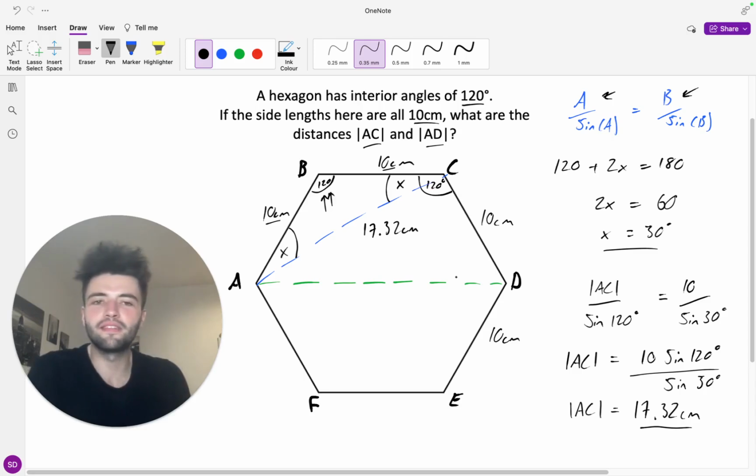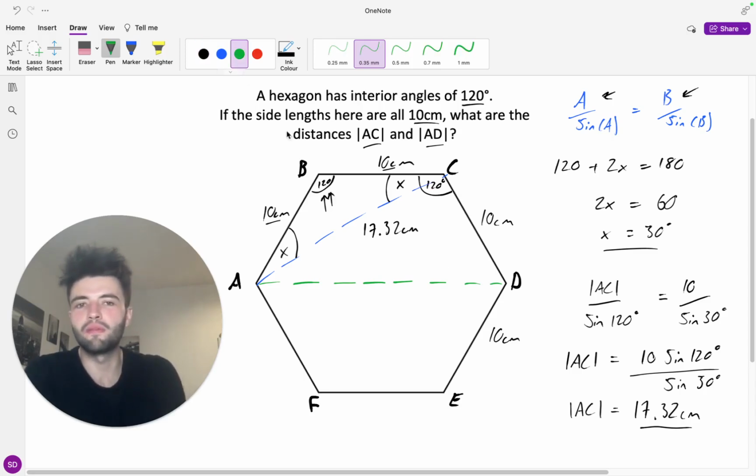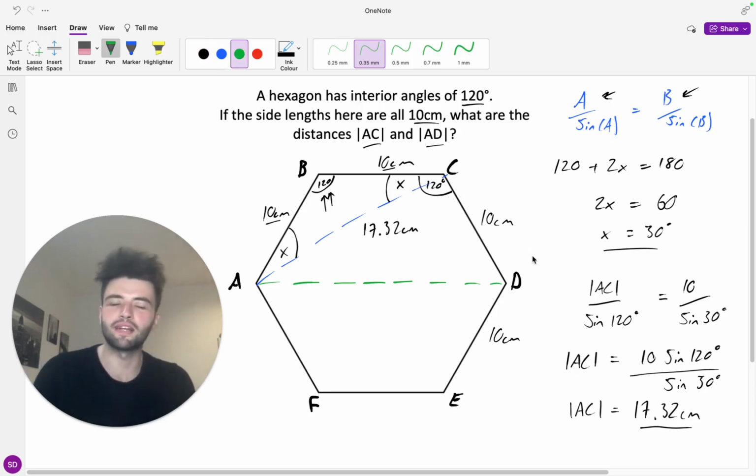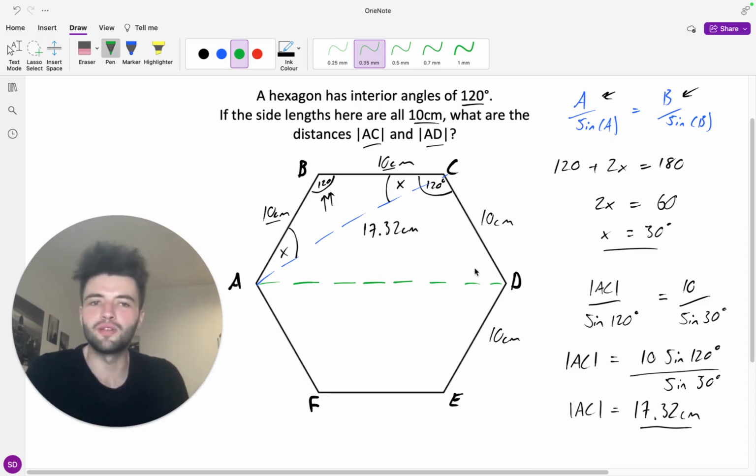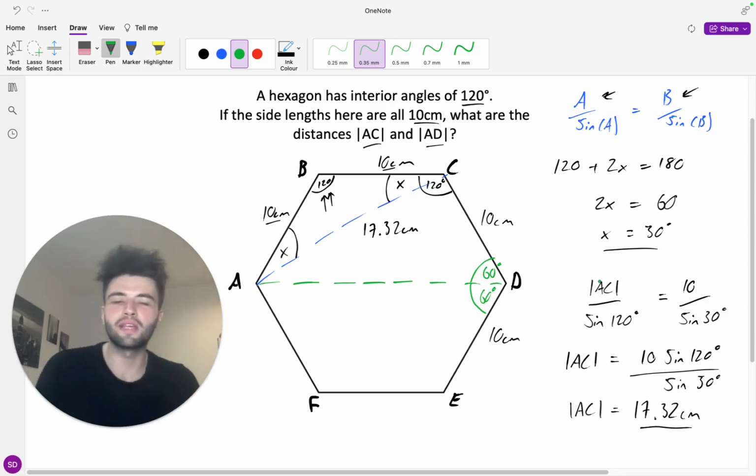I think the most straightforward way to progress here, and I'm sure there are a lot of different ways you can approach this, because hexagons, being as symmetrical as they are, allow a lot of different approaches, is to recognize that if the overall value of this angle here in green is 120, then either side of the green dotted line is going to have a value of 60. Just dividing by 2, because you can see that AD bisects this angle.